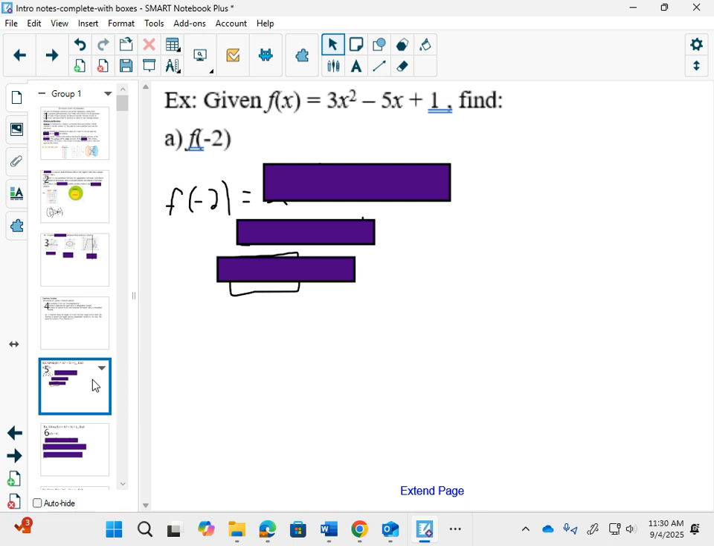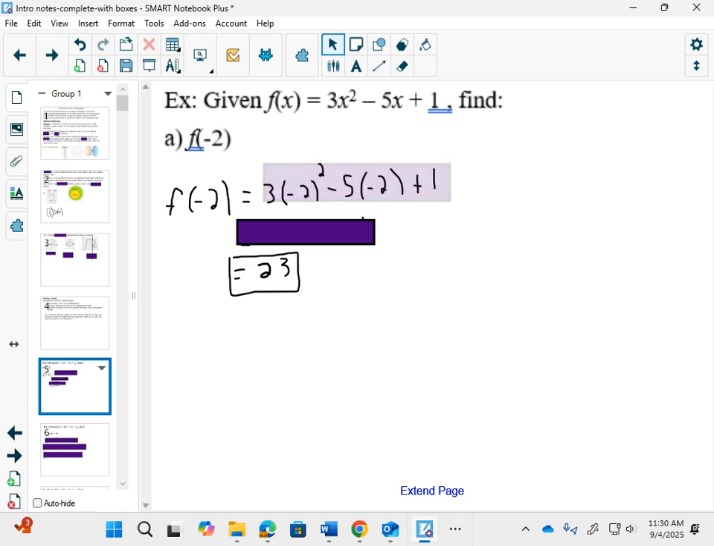You can keep working, but you can double check. Did you get 23 for the first one? Some things to be careful on, especially with negative numbers. When you plug it in, if you're showing your work, make sure you plug in the negative 2 in brackets. Because otherwise you might get confused and think -5, -2.